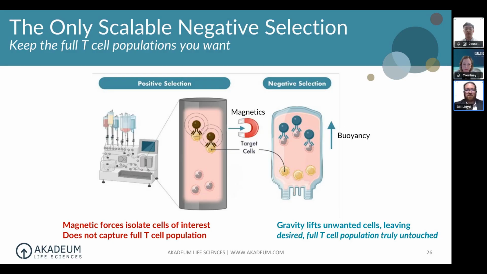And so Acadium reversed that question and said, can we have a negative selection at scale where all the cells of interest, right, every T cell that our body believes possible, can we use those cells in our workflows in a truly untouched manner? And the answer is that we can.